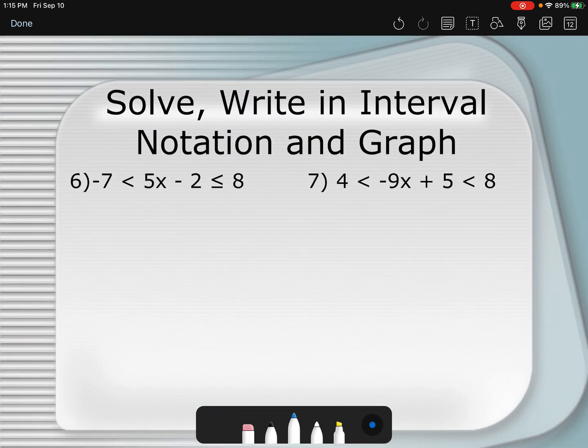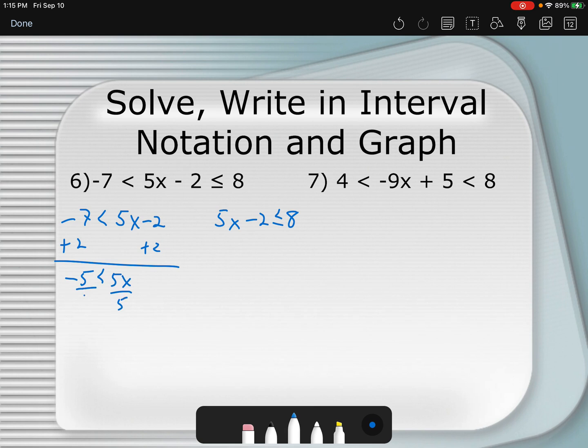Okay, a couple more here. Now, this one is written kind of confusingly, but all that means is this. We have two inequalities: 5x minus 2 is greater than -7, and 5x minus 2 is less than or equal to 8. So we just solve both of them as is. Divide by 5, x is greater than -1. Add 2, you get 10, divided by 5, x is less than or equal to 2.